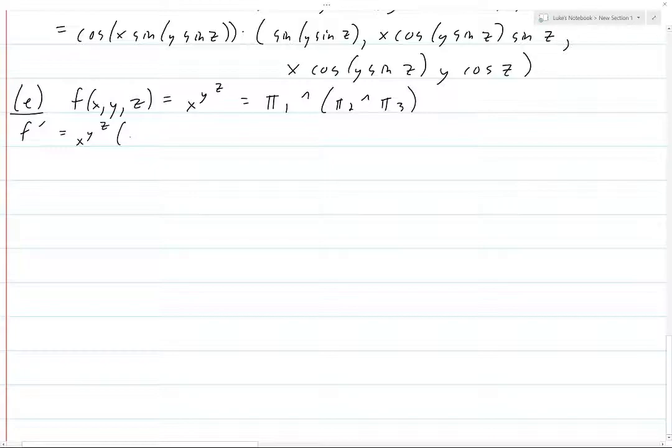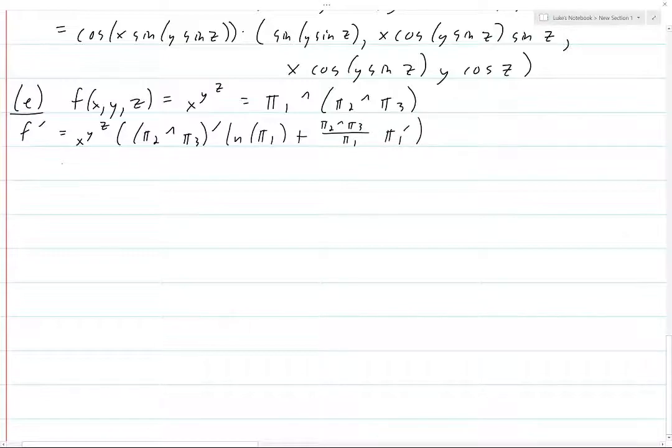in again. So in the previous exercise, I had how to take the derivative of y, where y equals g to the power of h. So here g is going to be pi 1, and h is going to be pi 2 to the power of pi 3. So we start with pi 2 to the power of pi 3 prime times natural log of pi 1 plus pi 2 to the power of pi 3 over pi 1 times pi 1 prime. Okay, so most of the things here aren't too bad except for this pi 2 to the power of pi 3, because there we have to do the entire argument all over again.